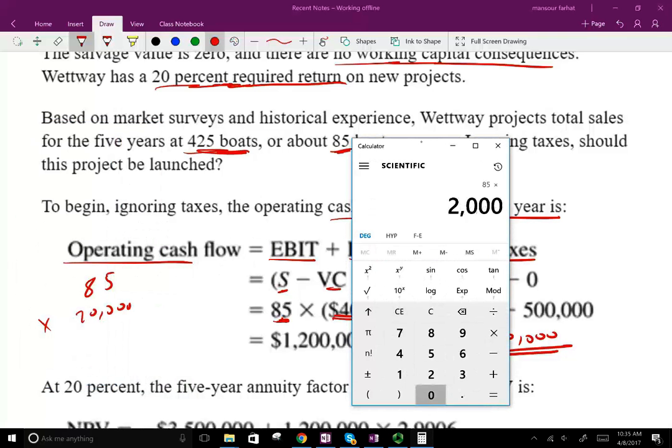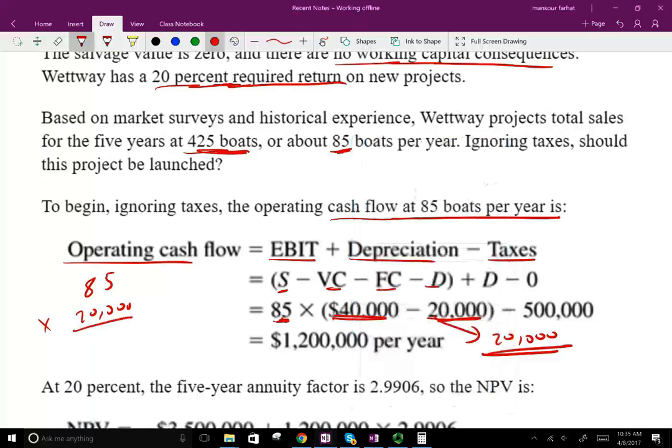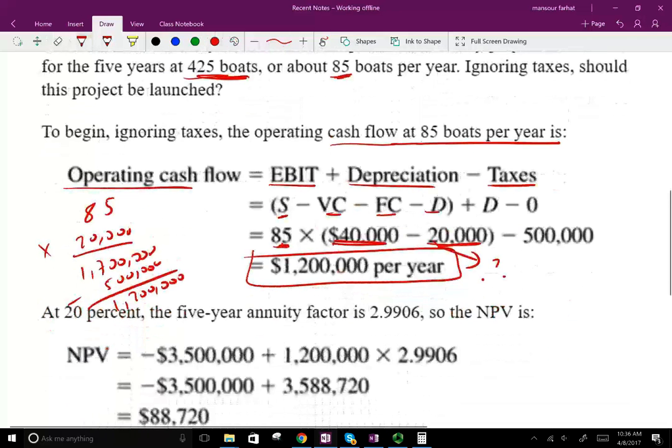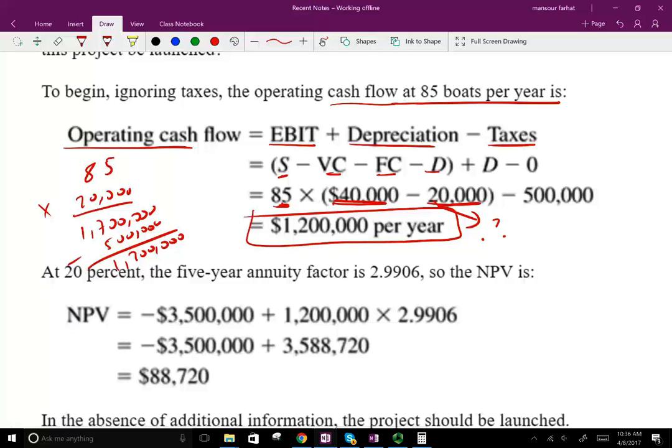85 boats times $20,000 is 1.7 million, minus $500,000 in fixed cost will give me 1.2 million. Okay, so this is my operating cash flow per year. Now that I know my operating cash flow per year, I can discount it with the annuity factor of 2.9906, or use a financial calculator.